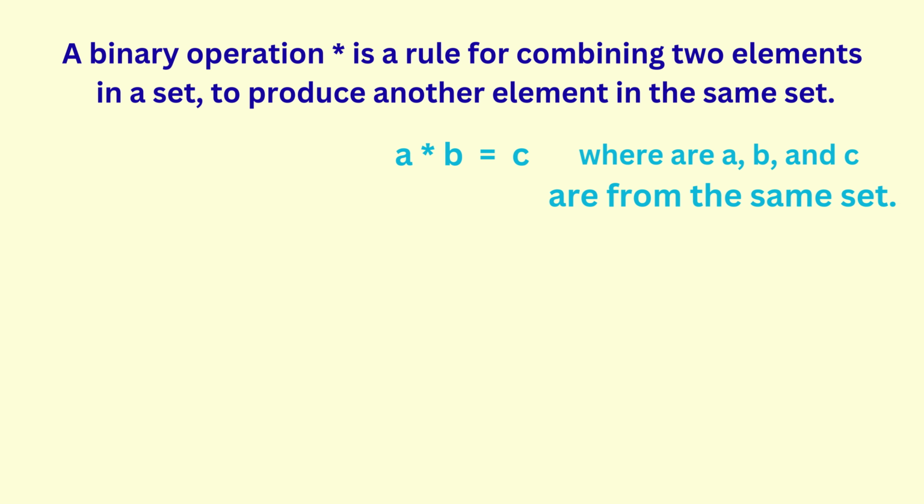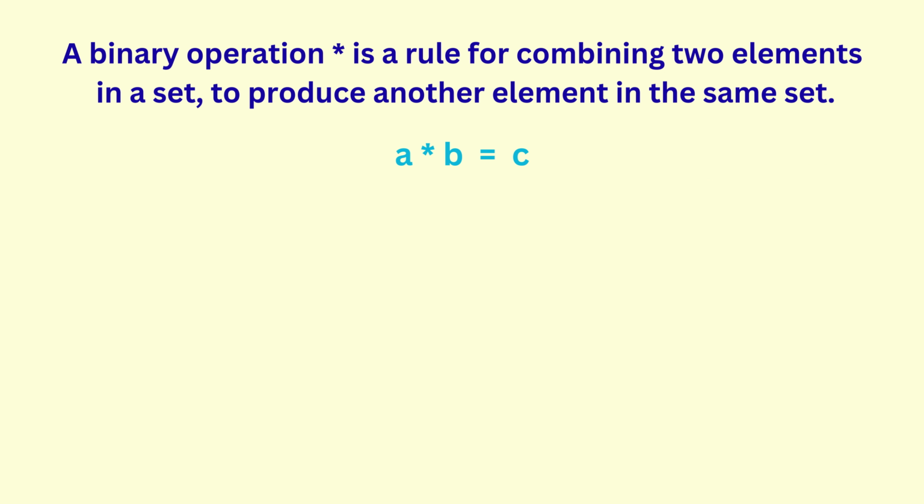A binary operation is a rule for combining two elements in a set to produce another element in the same set. We write it like this. Note that it always involves the combination of two numbers to produce another number based on how we define the operation. A binary operation is often denoted by the symbol shown here, star. However, sometimes other symbols are used.